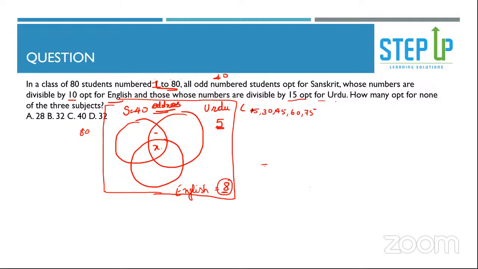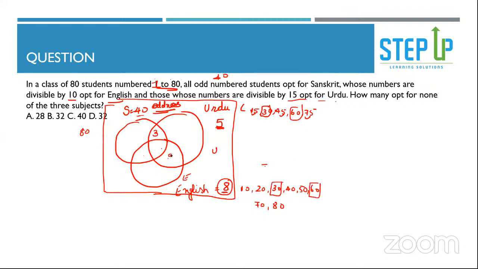Out of this, here the numbers will be 1, 2, 3. 3 numbers will be here. And this number has to be an odd number only, because the one who reads Sanskrit is 40. Let me see how you will combine these two. You can get these two also, English and Urdu. The number which is divisible by 10 opt for English also. So 10, 20, 30, 40, 50, 60, 70, 80. So out of that, you have 30 and 60 common.